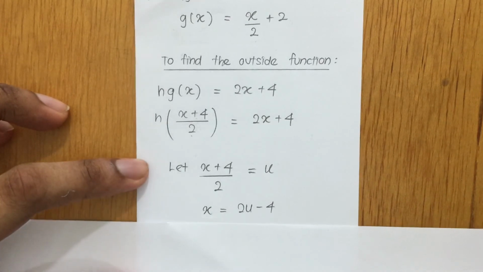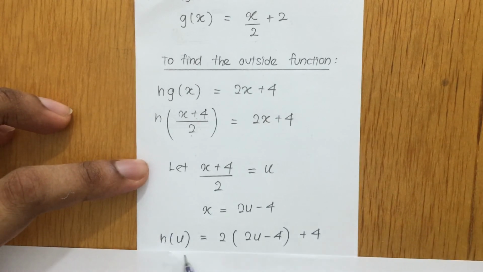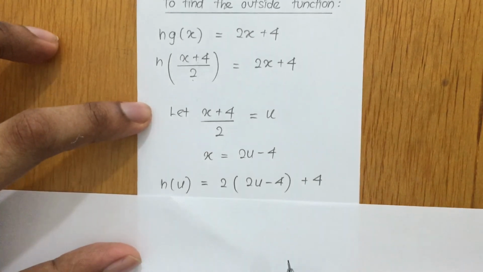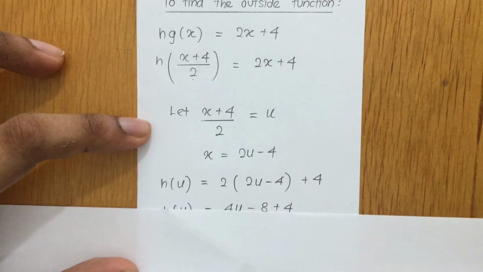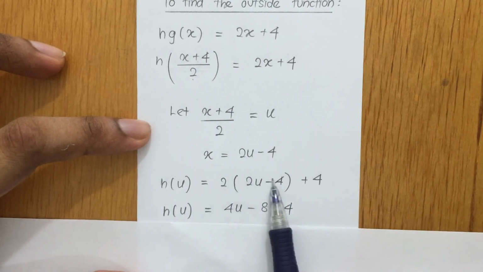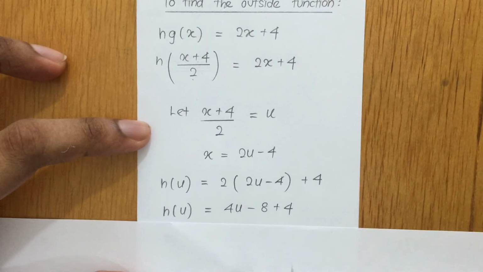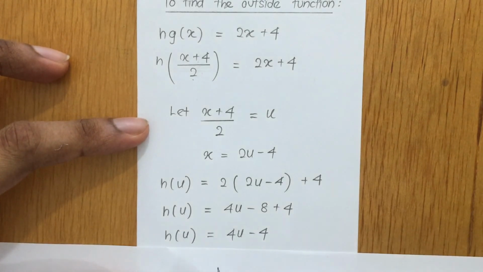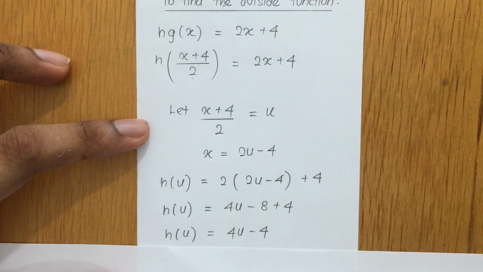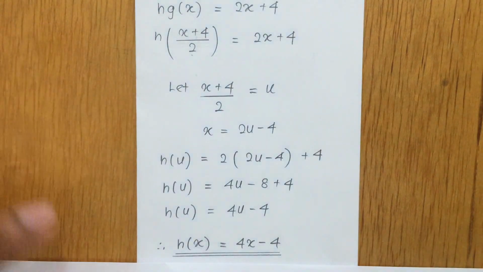Let us continue. From here, h(u) equals 2 in a bracket, 2u minus 4, close bracket, plus 4. Then you expand these, so you get 4u minus 8 plus 4. Negative 8 plus 4 you should get negative 4. In the next step, you should get h(u) equals 4u minus 4. So this is your final answer, where the function h(x) equals 4x minus 4.